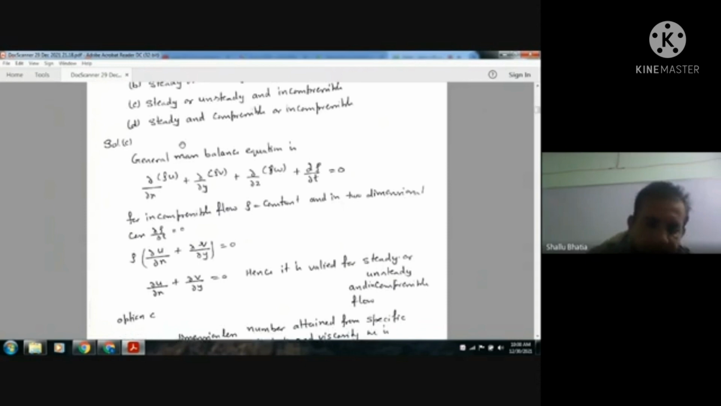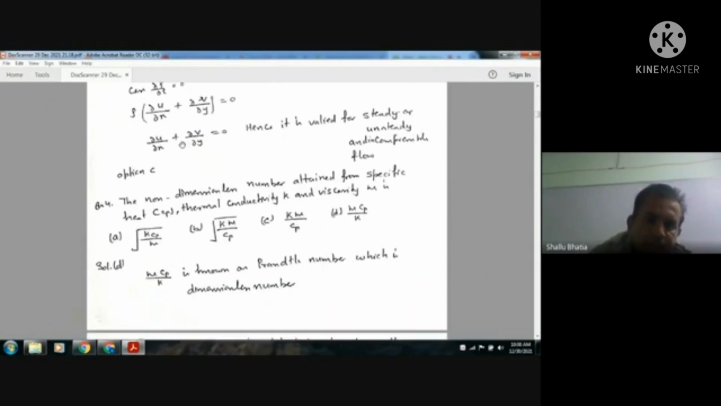Okay, next, the non-dimensional number attained from the specific heat Cp, thermal conductivity K, and viscosity mu is... So the K mu Cp is a Prandtl number, and is a dimensionless number. Okay, so you have to remember this. Or either you can check with the units, but it will be a lengthy process because all the numbers, Reynolds number, Prandtl number, Stanton number are dimensionless. So you have to remember Prandtl numbers.